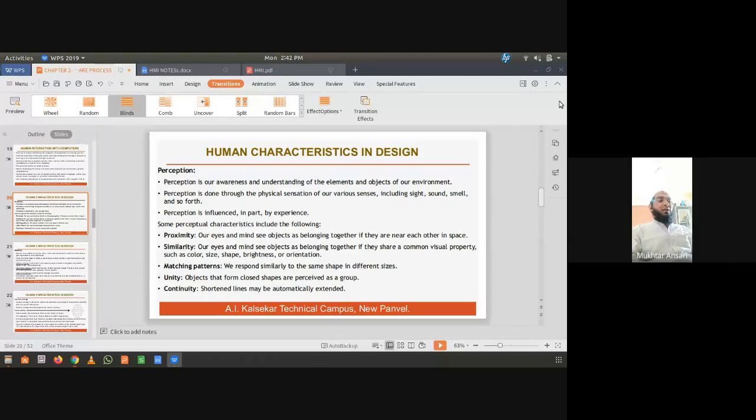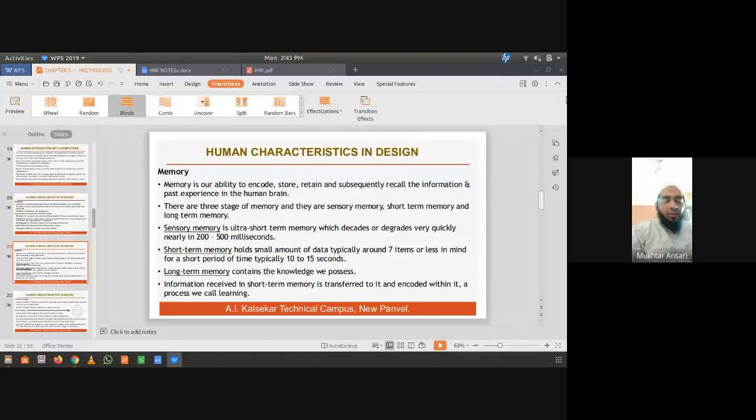So the first one we have gone through is perception. Okay. So perception is the awareness or understanding of element, or the elements of the object which are surrounding that particular element. तो एक परसेप्शन होता है ना, एक माइंडसेट बनता है, तो वो हमारा परसेप्शन हमको करके आना चाहिए.